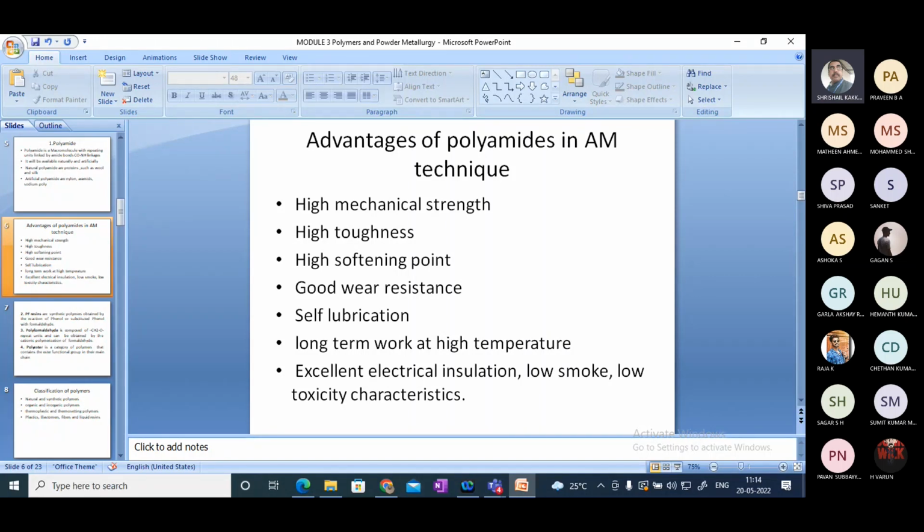And excellent electrical insulation, low smoke, low toxicity characters. They are very resistant to electricity, and they produce very low smoke. The smoke will be developed when it is heated up, when it is coming to the liquid state, or when it is going for solidification. The smoke generation will be very low in case of polyamides. And they are very low toxic in nature, and all these characters make them very suitable for additive manufacturing. These are very important advantages of having these polyamides.